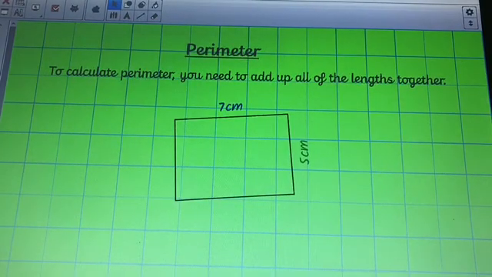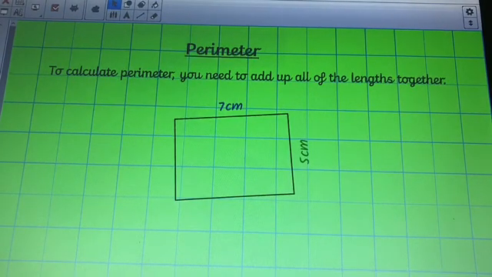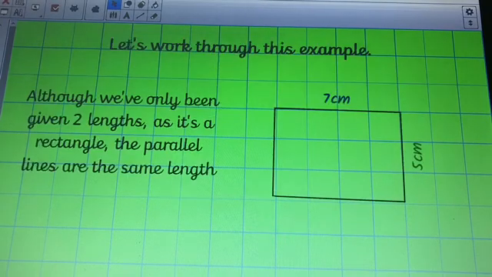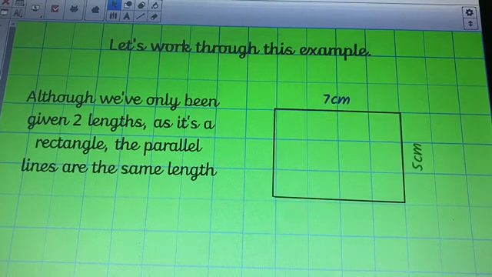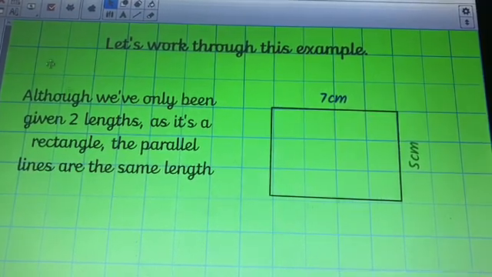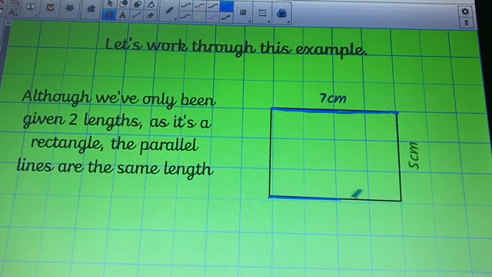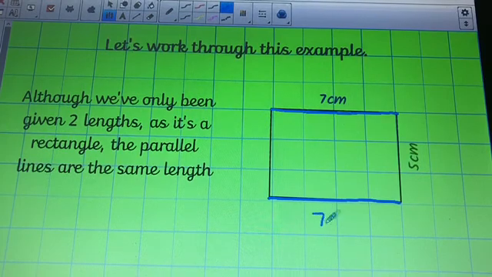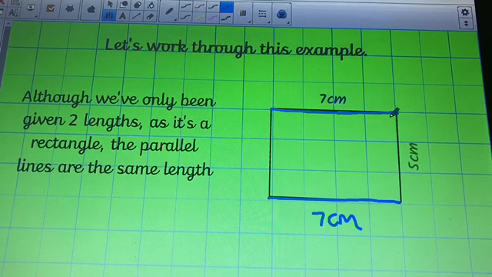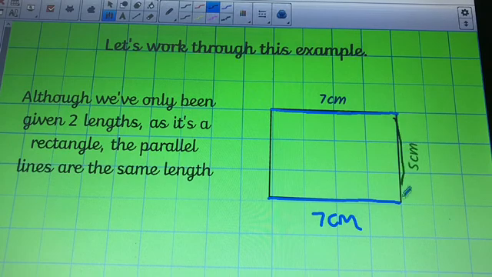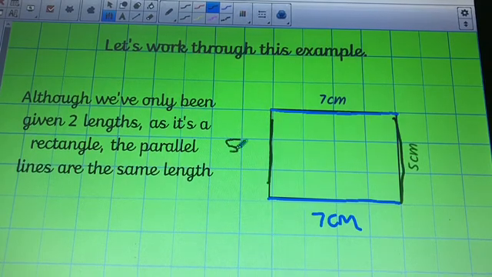To calculate the perimeter, you need to add up all of the lengths together. So let's work through this example. Although we've only been given two lengths, as this is a rectangle, the parallel lines are the same length. So this goes back to what we were thinking about last week. So if this line here is 7 centimetres, so is this line here because they are parallel. And it will be the same for this one. So if this side here is 5 centimetres, so is this side.